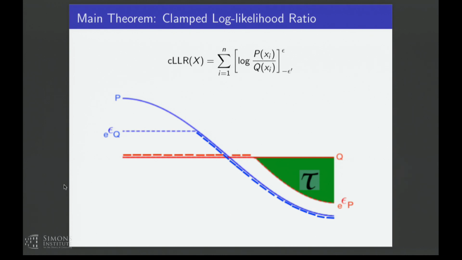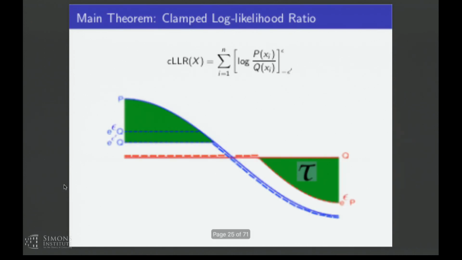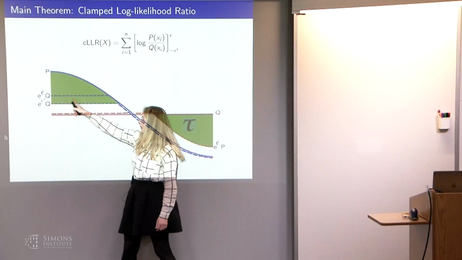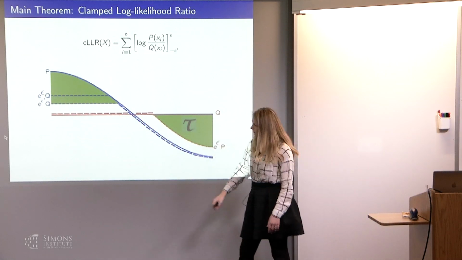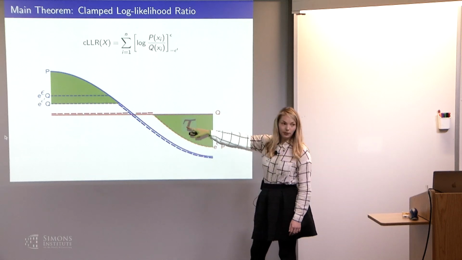The important thing about these dotted lines is that their ratio never exceeds e to the epsilon, so it's between e to the negative epsilon and e to the epsilon. I'm going to take the bigger of these two areas and call it tau. Now, because this area is smaller, I'm going to keep decreasing this exponent until I get area tau here. I can definitely do that, and that is going to be epsilon prime.